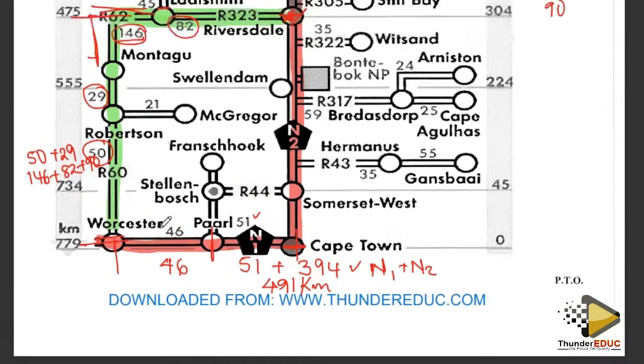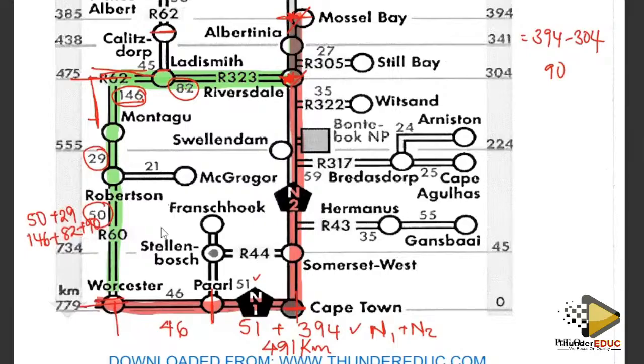What about the regional routes? So here we are saying, we said it's 90 plus the 50 plus the 29 plus 146 plus the 82. What answer do we end up having? The answer, we have it as 397 kilometers.